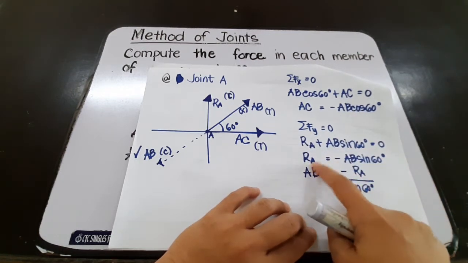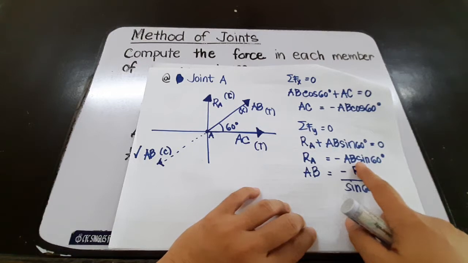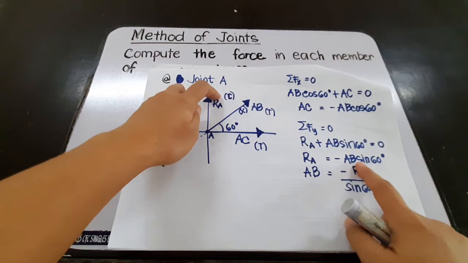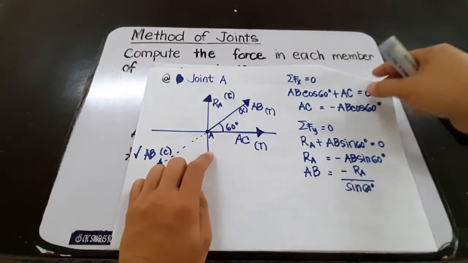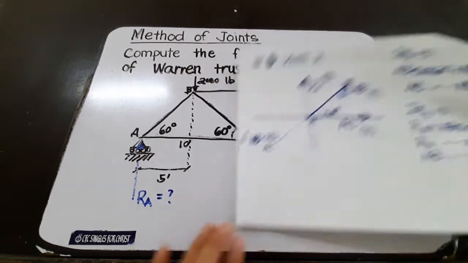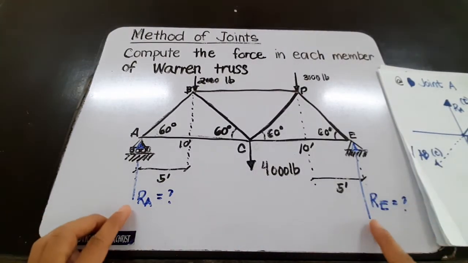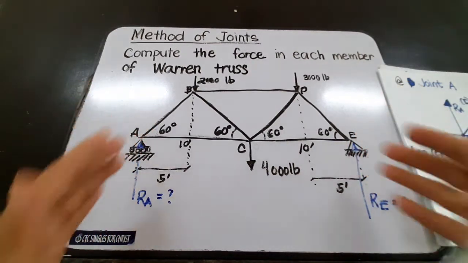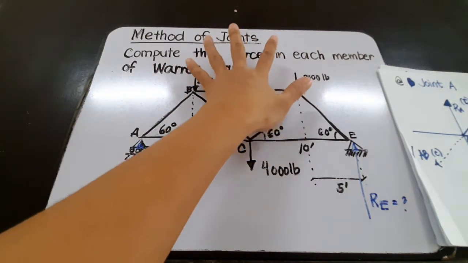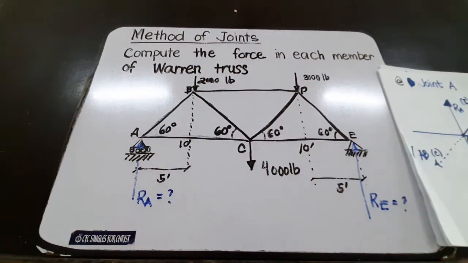That would mean that RA is equal to negative AB sine 60. So we can say that RA should not be compressive but should be tensile. However, it would be safe to assume that the direction of the reaction should always be upward. Why? Because if you have an external load here, the tendency of your support is to react in an upward direction because of the downward external forces being applied.